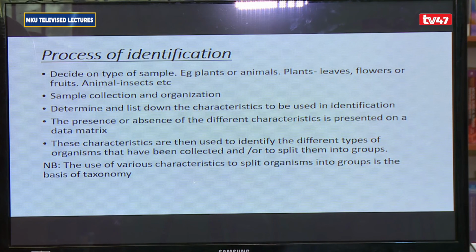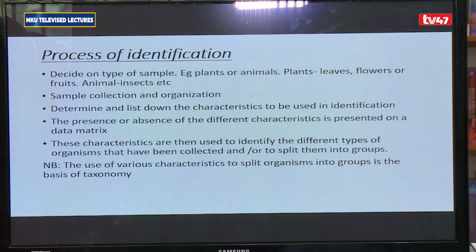Once you've decided the ones you want to use and you've listed them, you go to step four. Step four: based on the list of characteristics you have identified, you now look at each sample, the specimens in the sample, and determine which of these characteristics of choice are either present or absent in every specific sample.